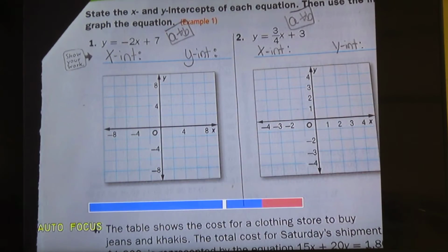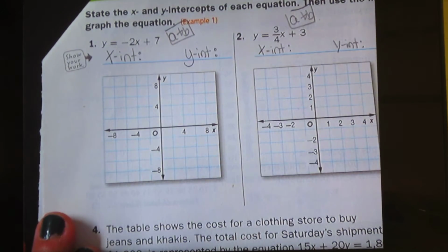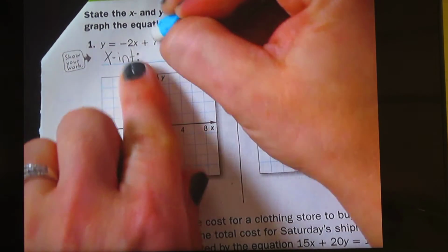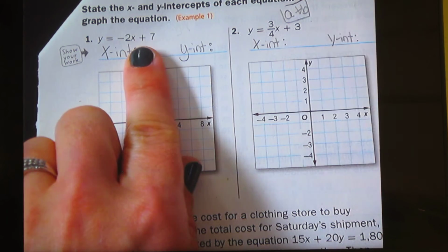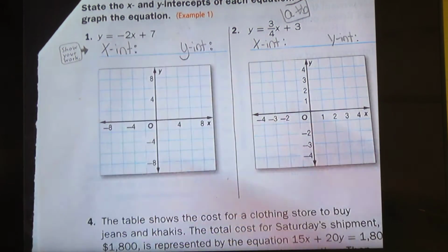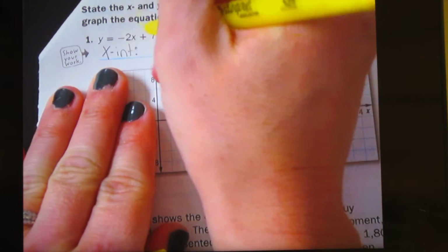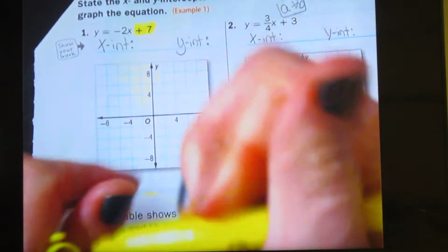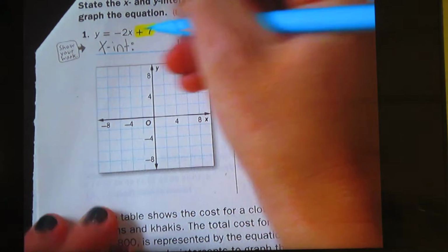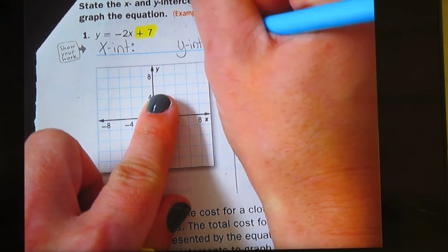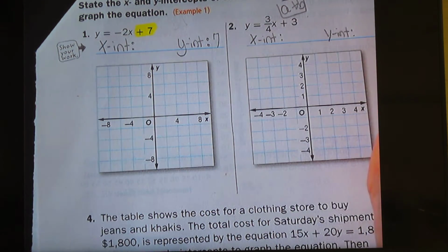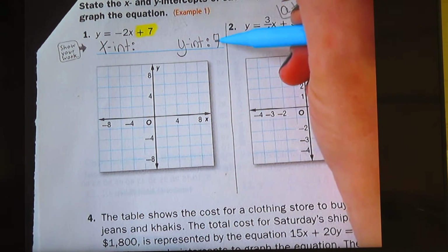is in slope-intercept form, because number one has y on the side all by itself. So, remembering that this constant that's in my equation is your y-intercept. So this is a positive 7, so my y-intercept is a positive 7. So I'm going to go ahead and put that in my y-intercept spot.